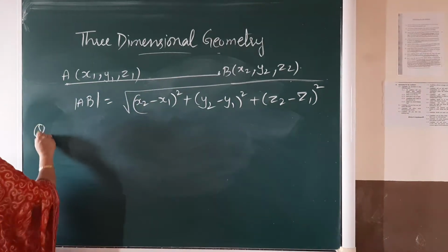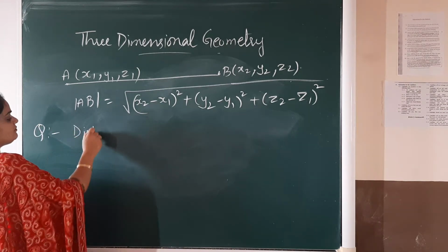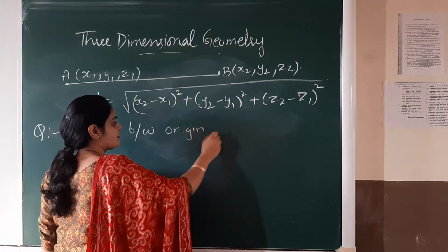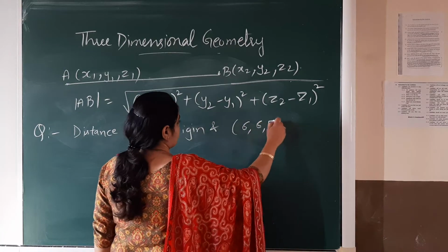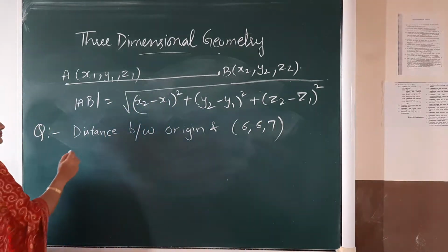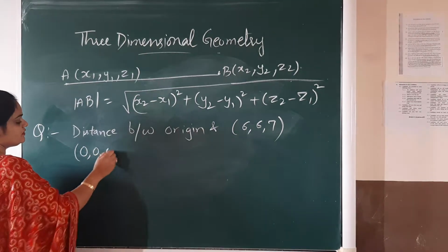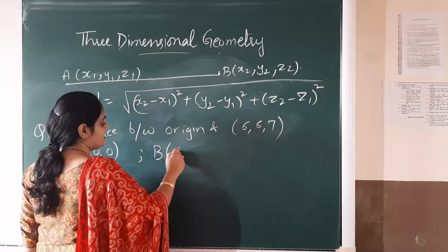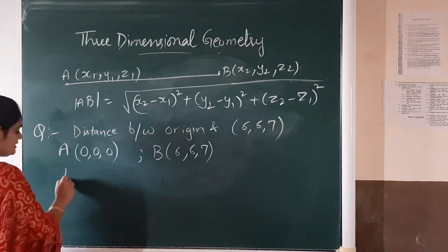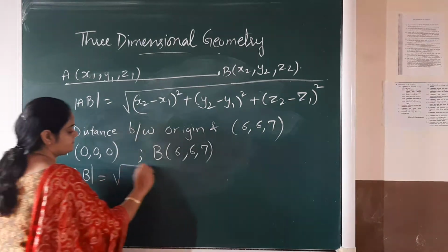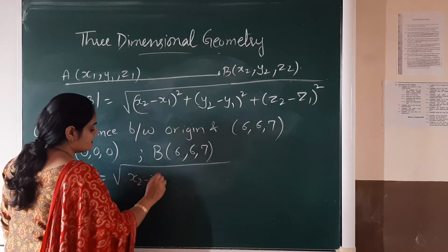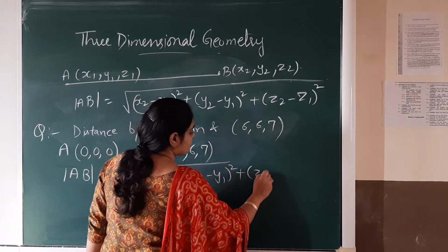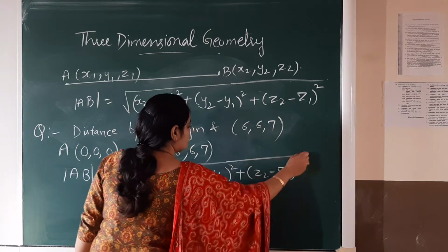Let's do one question. Find the distance between A and B. A is the origin, which means 0, 0, 0, whose x, y and z coordinates are 0. And B is 6, 6, 7. Now can we find the AB distance? The formula is saying (x2 minus x1) whole square plus (y2 minus y1) whole square plus (z2 minus z1) whole square.